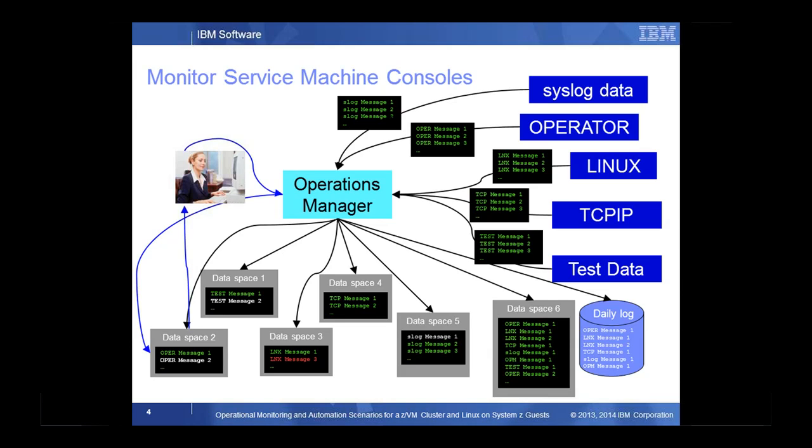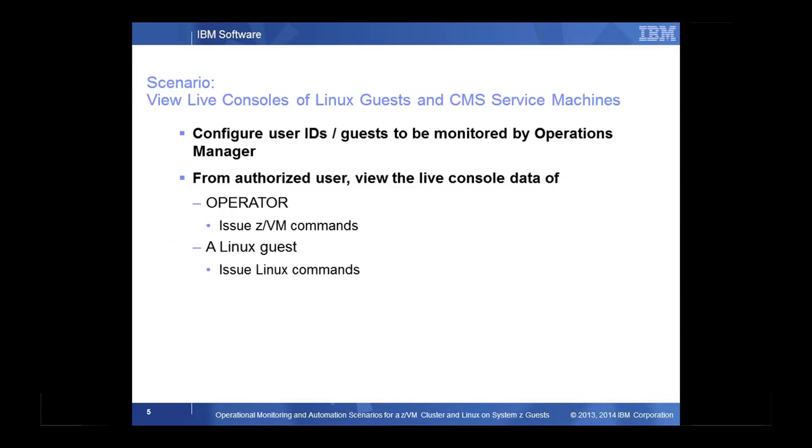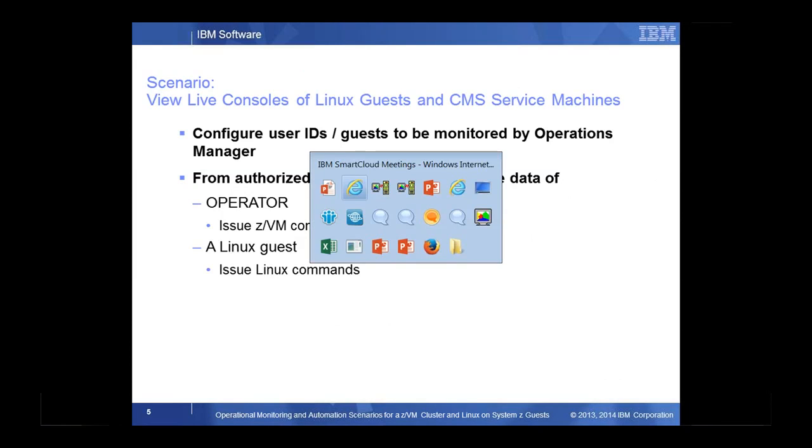So what we'll first do is show you how we configured all these user IDs to have their consoles monitored by Operations Manager. And then from my user ID, which is authorized, we'll be able to view those live consoles of users such as operator or a Linux guest. And you'll see I'm able to issue commands and see the responses as if I'm logged on to those users, but I'm not logged on. I'm logged on to my own user ID, and I'm interacting with those consoles remotely, if you will. So let's go over to the demo system and see some of this in action.